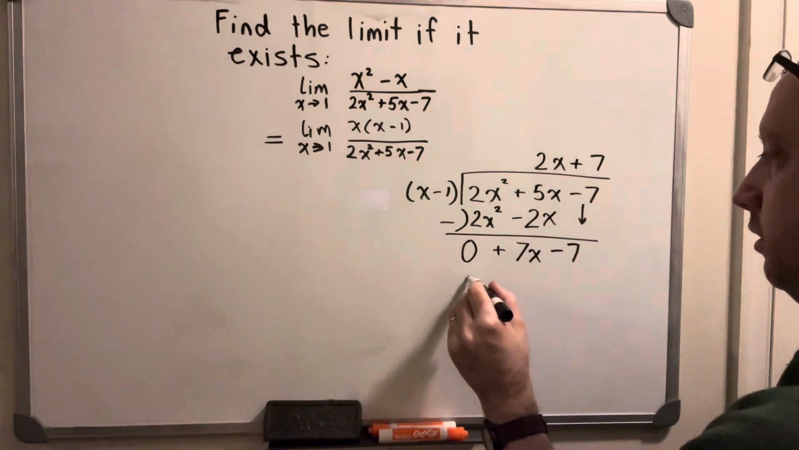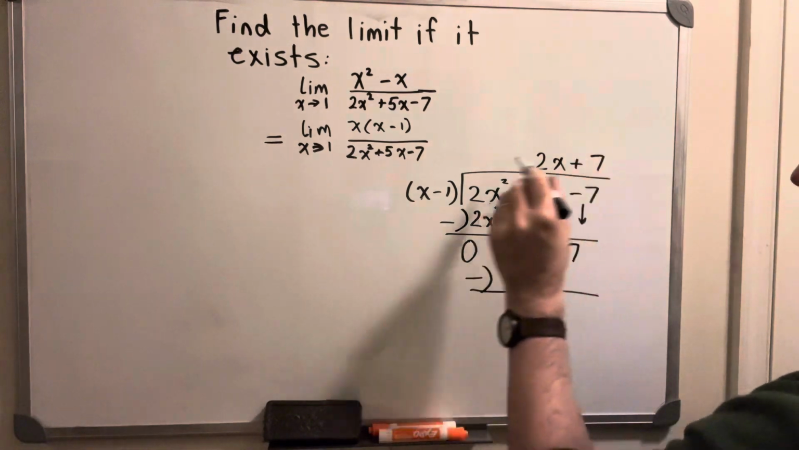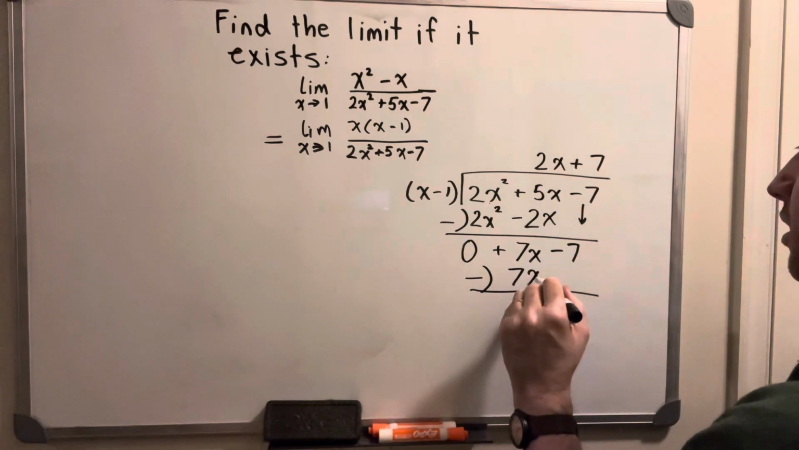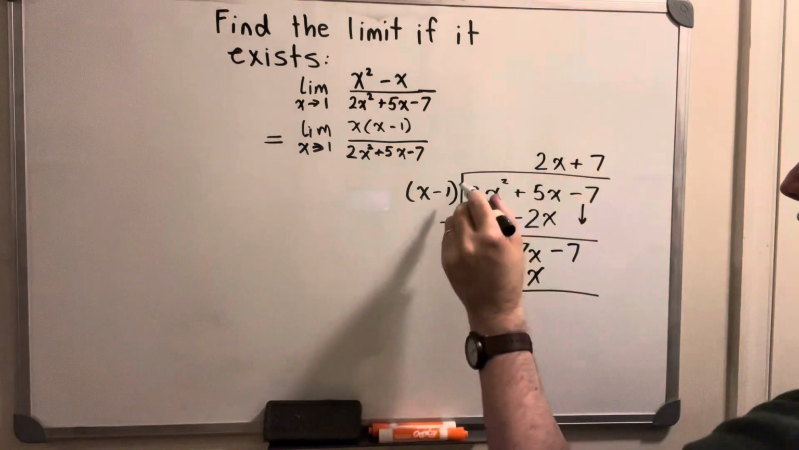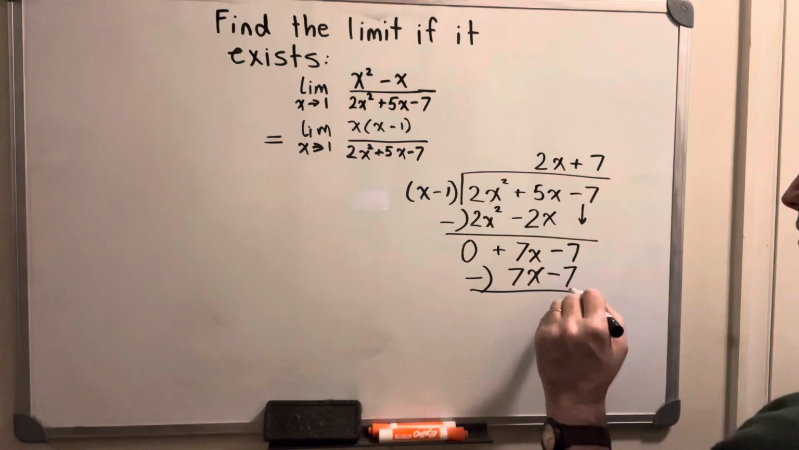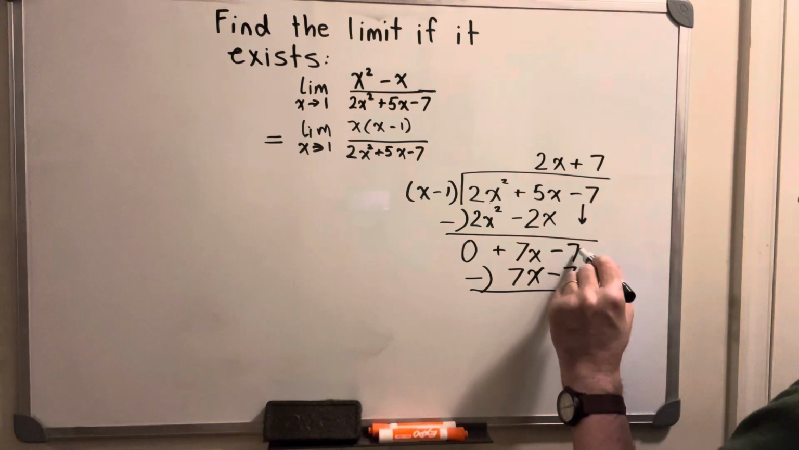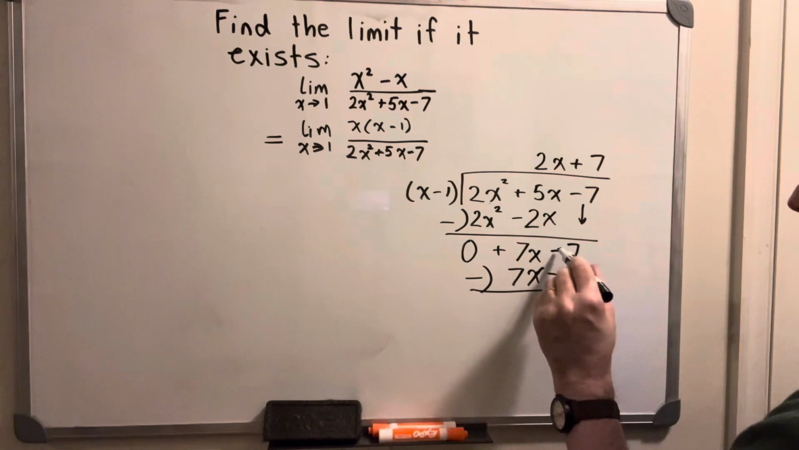And now we have to do a subtraction. 7 times x is 7x. And we have to do it to the rest. 7 times negative 1 is negative 7. Now we have 7x minus 7, minus negative 7.